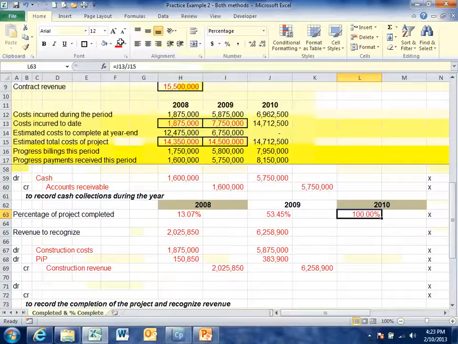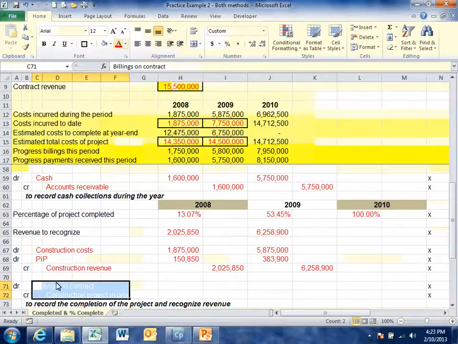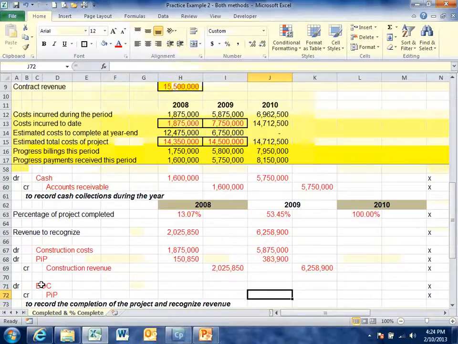It's always 100% done. So really, all you're trying to do in the final year is figure out what portion of this $15.5 million I still need to recognize based on what I've already recognized in the first 2 years. Okay, that will flow through to your journal entry. The final step in 2010 is to close out your PIP and your BOC account, right? And remember what we said before, the way you do that is to just close one out to the other.